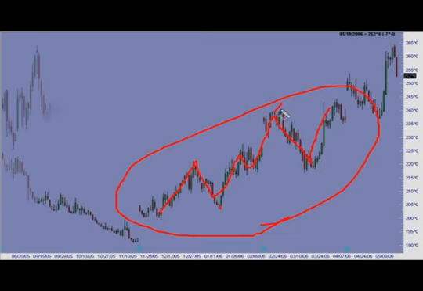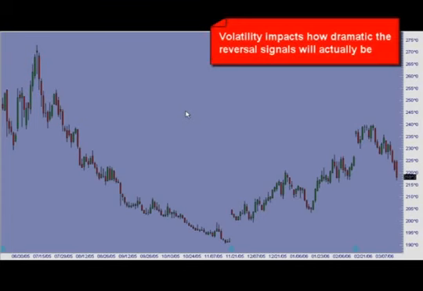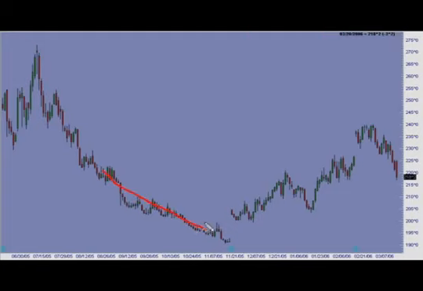So to summarize the obvious here, volatility impacts how dramatic the reversal signals will be. When we have low volatility, as we do here, where the swings are rather small and hardly noticeable, your reversal signals won't be much to look at. In a more volatile situation like we have here, where the swings are much wider and more pronounced, then the reversal signals will be rather dramatic. So obviously, these are the conditions in which it's best to use the reversals.